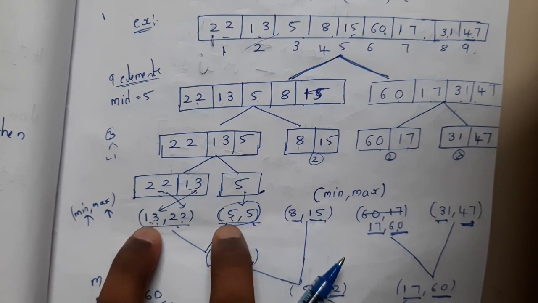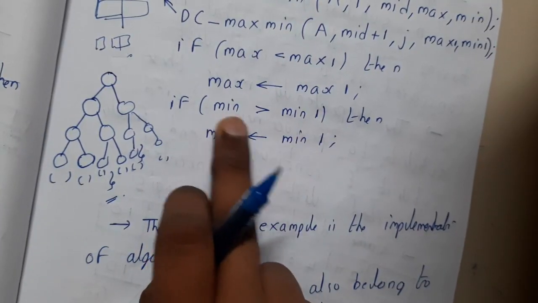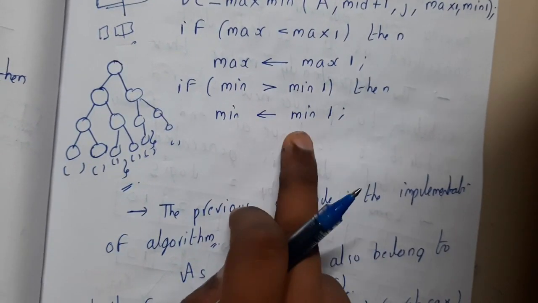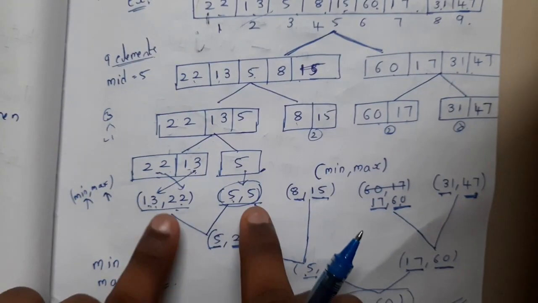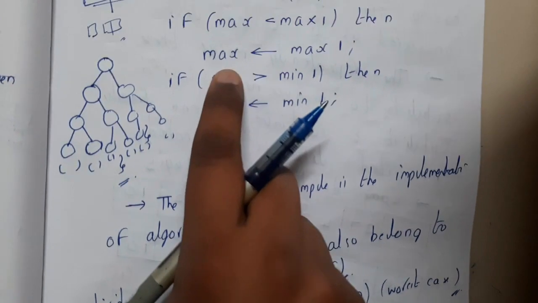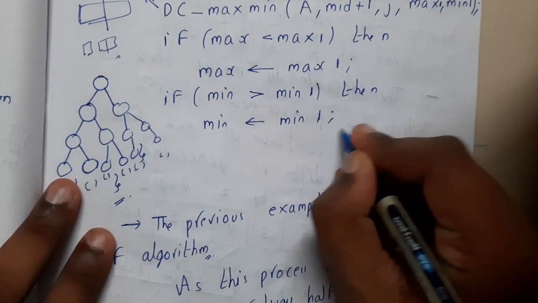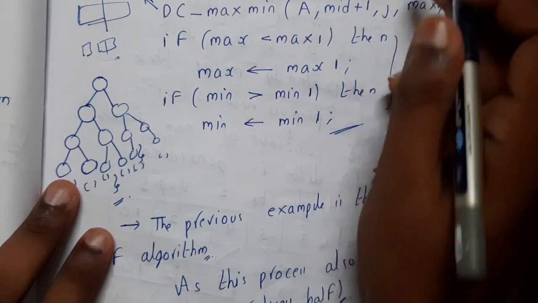Compare these two. Which is minimum? This is minimum, so min1 will be stored here. So if min is greater than min1, then min1 will be stored here. Similarly here, 22 is greater than 5, so there is no need to change. If it is less than, then we need to change. Okay, so this process will be continued after these two things.